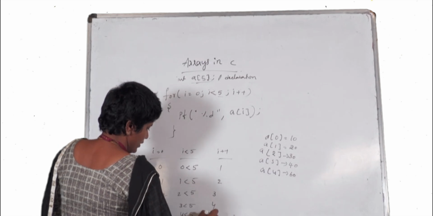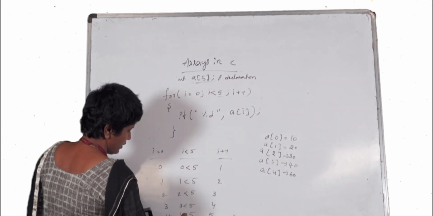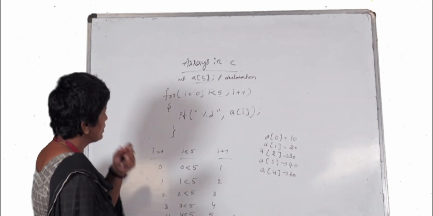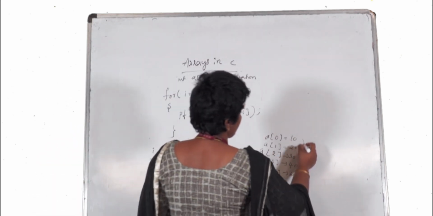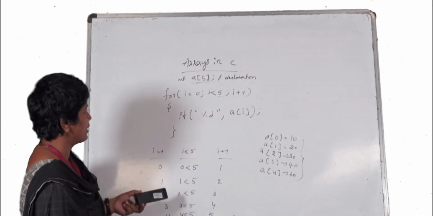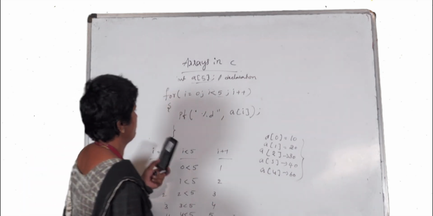Now i will be incremented. 5 less than 5 means this condition is false. Exit from the for loop. So it will display all the elements. That means we are reading the elements and displaying the array elements by using the for loop.